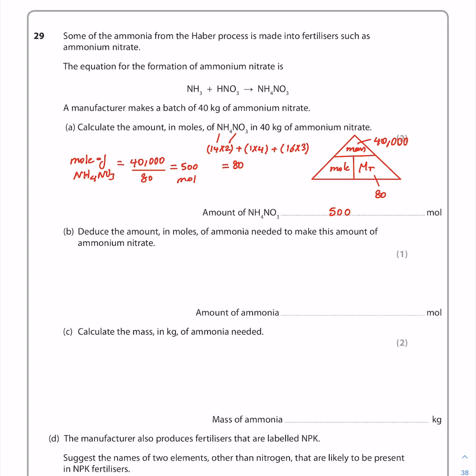Question B. Deduce the amount in moles of ammonia needed to react with this amount of ammonium nitrate. The ratio between ammonia and ammonium nitrate is 1 to 1. يبقى لو احنا مطلعين ان المولز of ammonium nitrate is 500 moles يبقى على طول المولز of ammonia تبقى نفسها 500. وعشان كده هو الاكزامينر سائل على deduce the amount not calculate the amount. بعد كده calculate the mass in kilogram of ammonia needed.